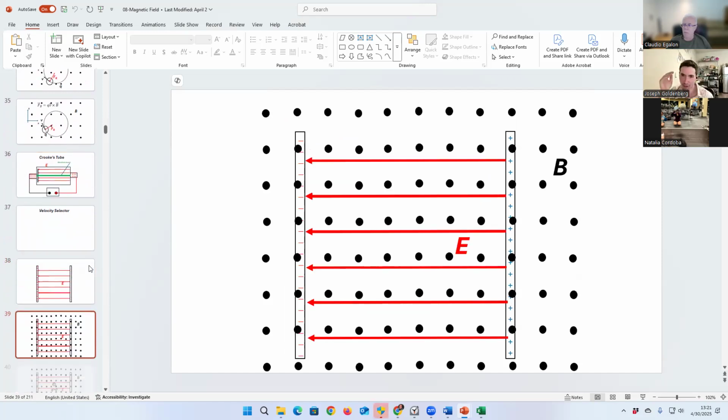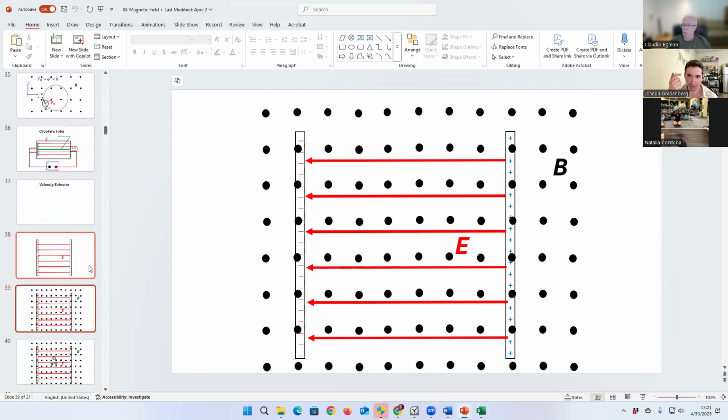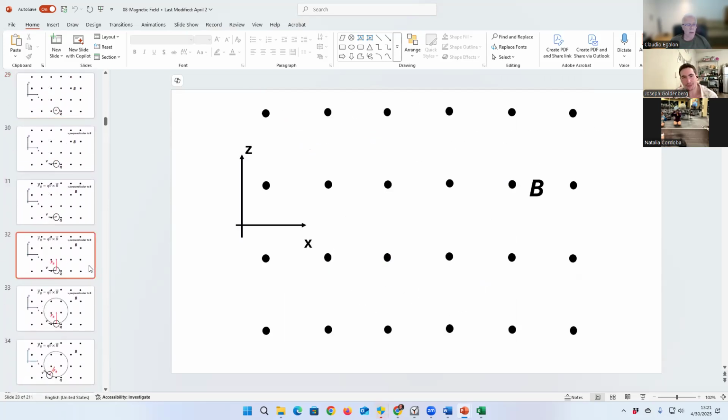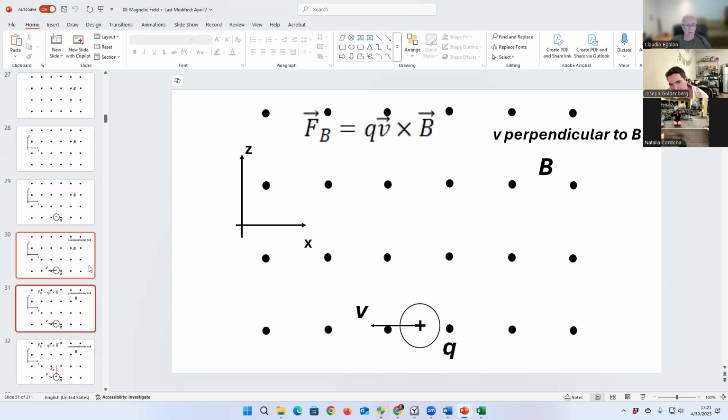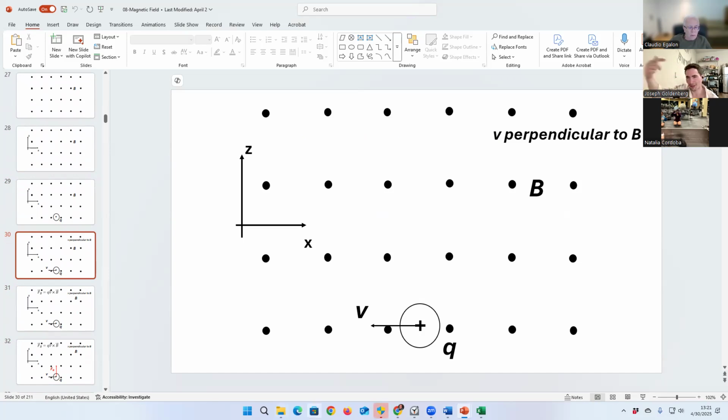It doesn't make sense to me how it becomes a circle. Why does it become a circle? It becomes a circle because the force is perpendicular to the velocity, and also perpendicular to the magnetic field. And the force is constant because the magnetic field is uniform.